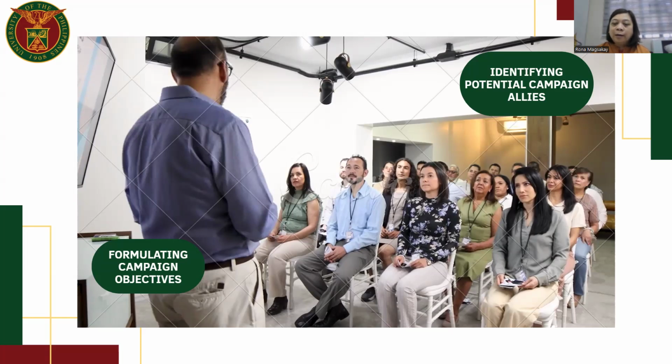So you already know your stakeholders. You already chose your stakeholders, and you already identified the potential campaign allies. Now, you will be formulating campaign objectives. What are the things that you need to consider? What are the needs and problems of your stakeholders? By this time, you already know the main concern of your stakeholders, the main problem that they want an urgent answer or solution. What desired action is sought by the campaign from them?